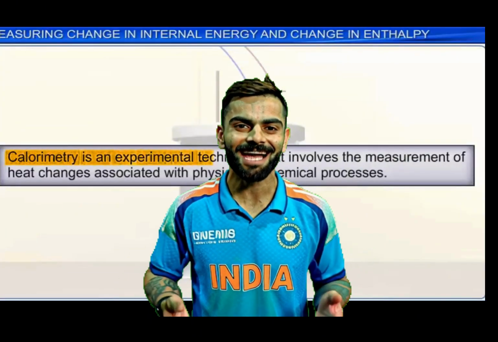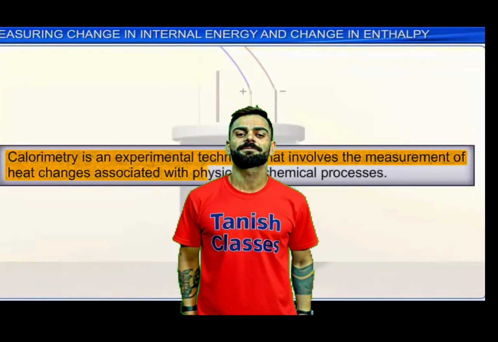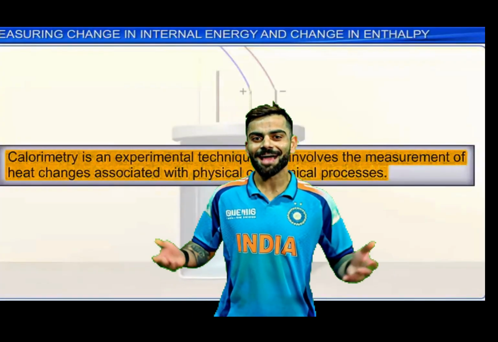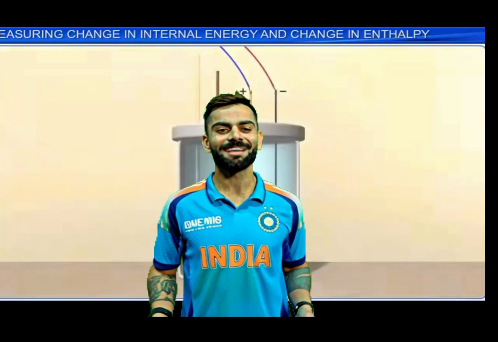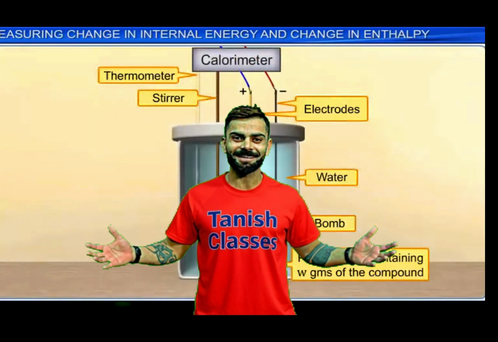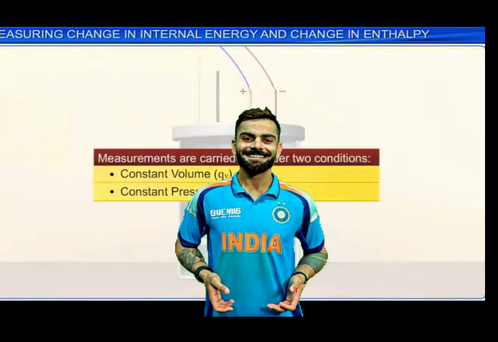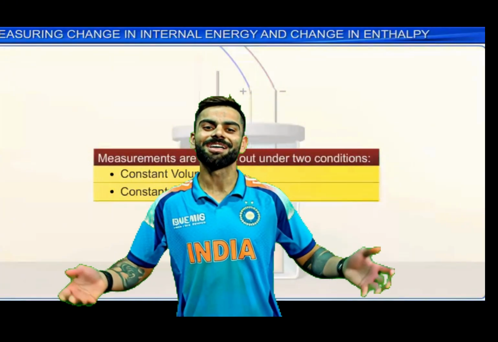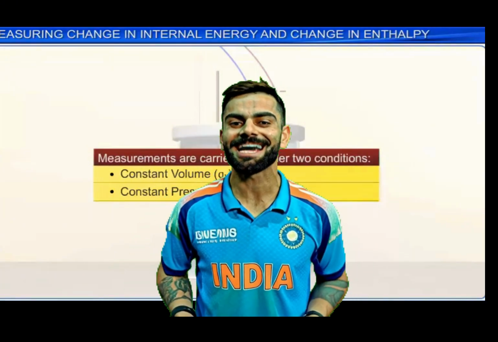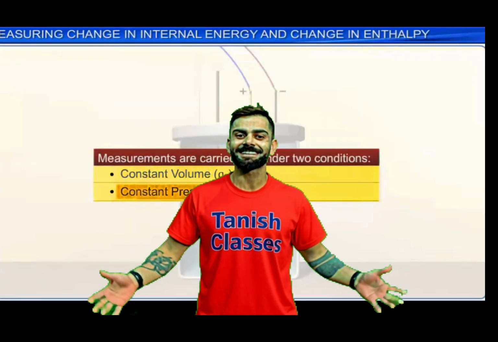Calorimetry is an experimental technique that involves the measurement of heat changes associated with physical or chemical processes. In the laboratory, such changes are measured in a calorimeter. These measurements are generally carried out under two conditions: at constant volume, qV, and at constant pressure, qP.